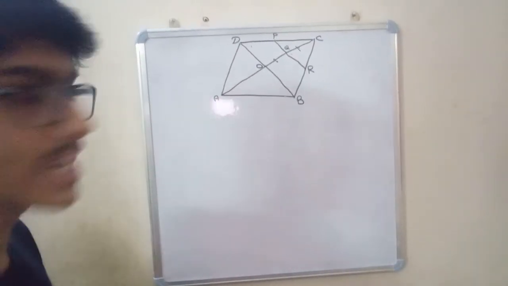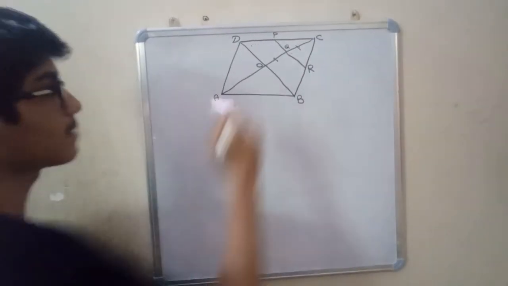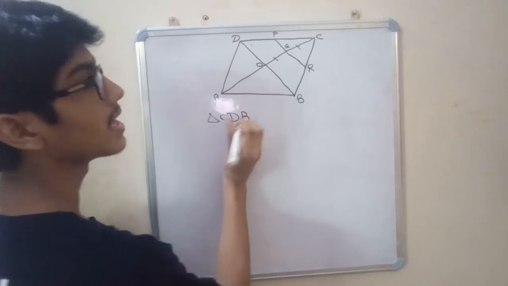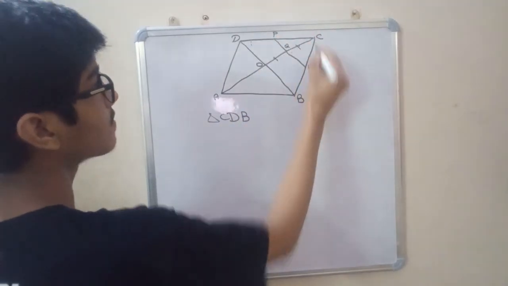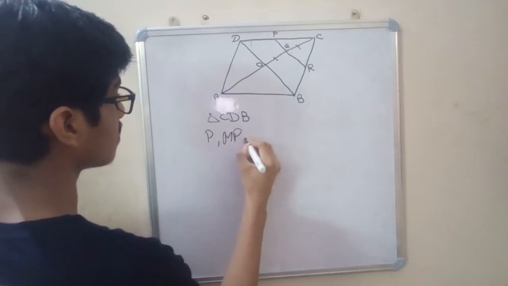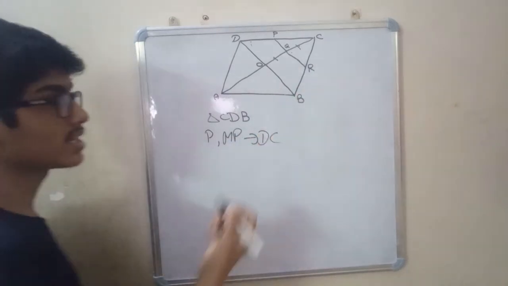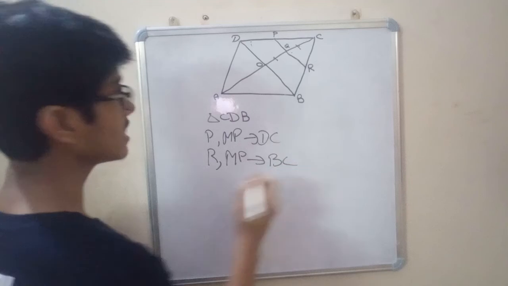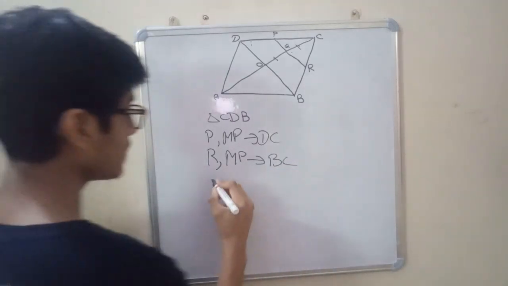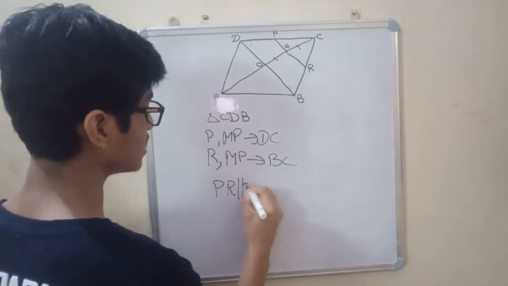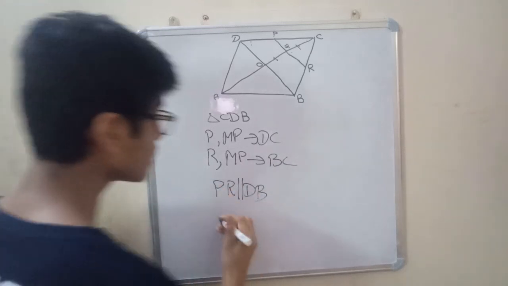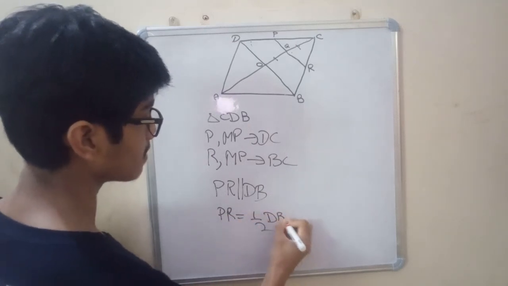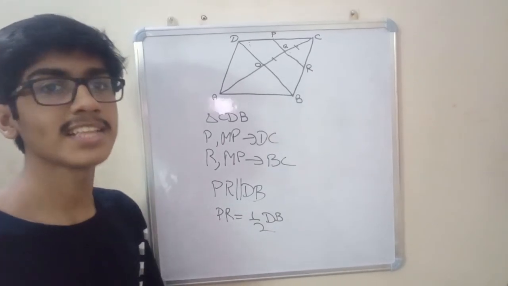So now let's prove the second part of the question, which asks us to prove that PR is equal to half DB. We'll again take the triangle CDB. In this, P is the midpoint of DC, and R, we proved in the first part, is the midpoint of BC. Therefore, by the midpoint theorem, PR is going to be parallel to DB, that we have already proved. And the second thing, PR is going to be equal to half DB. So here we end with the second and the last question for today.